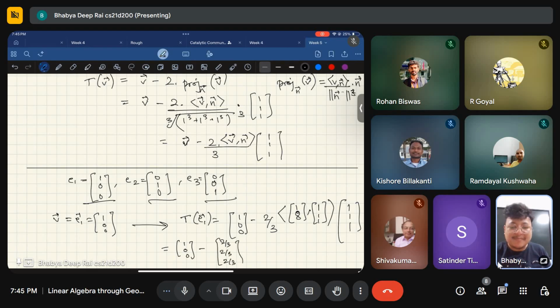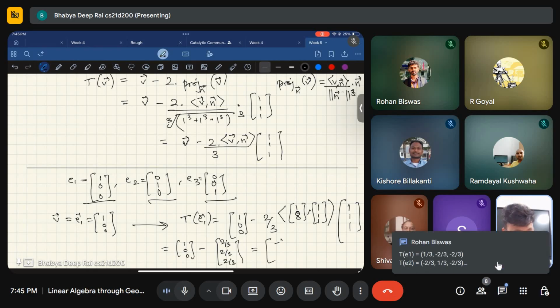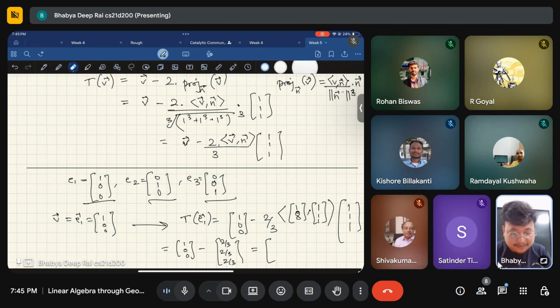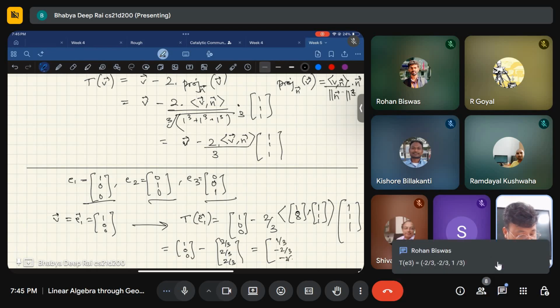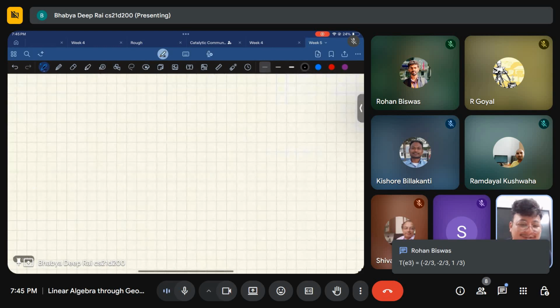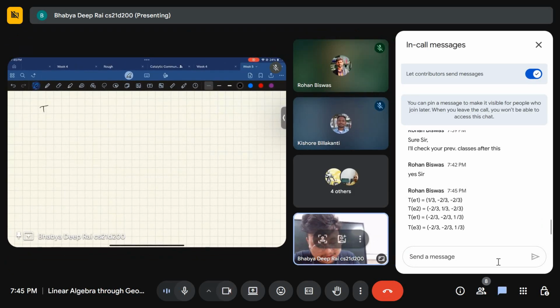And then you get 1 by 3 minus 2 by 3 minus 2 by 3. Good. So now you do T of E2. So you got minus 2 by 3, 1 by 3, 2 by 3. Right. Okay, let's check that out.